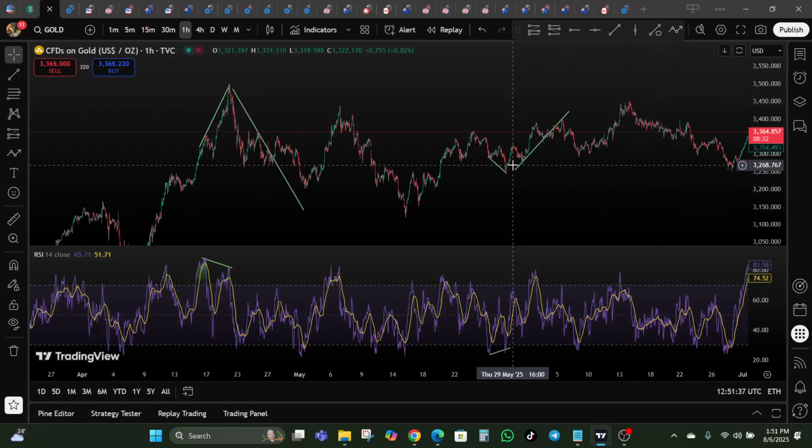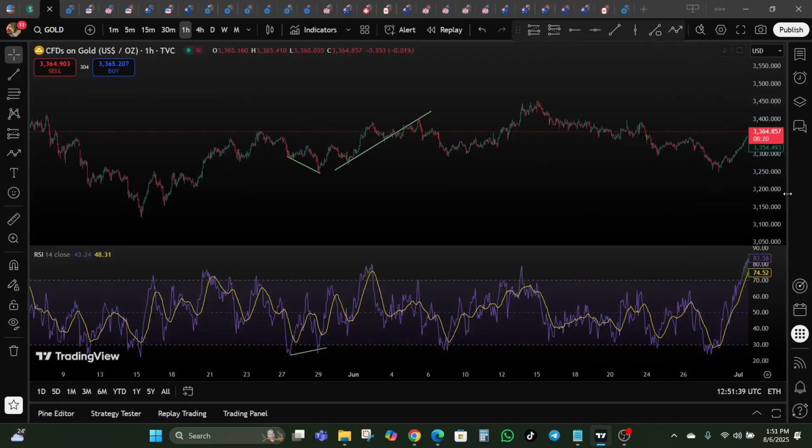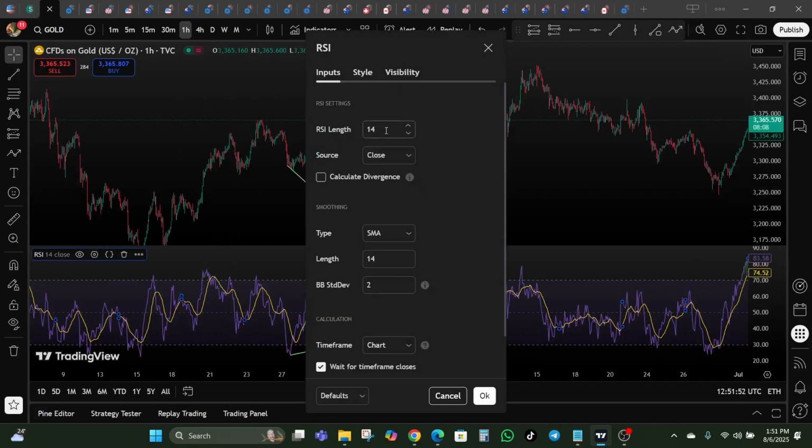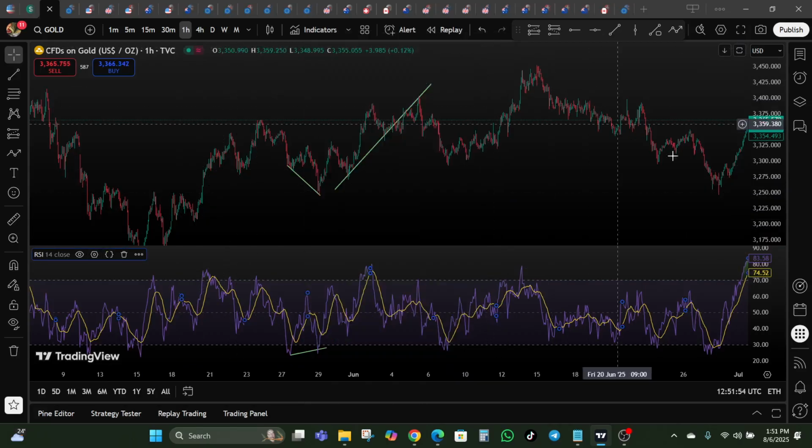You plot your RSI on your chart. You can use the 14 period or the 21 period RSI. If you want to edit that, you can see the RSI length. You can use 14 or you can use 21.